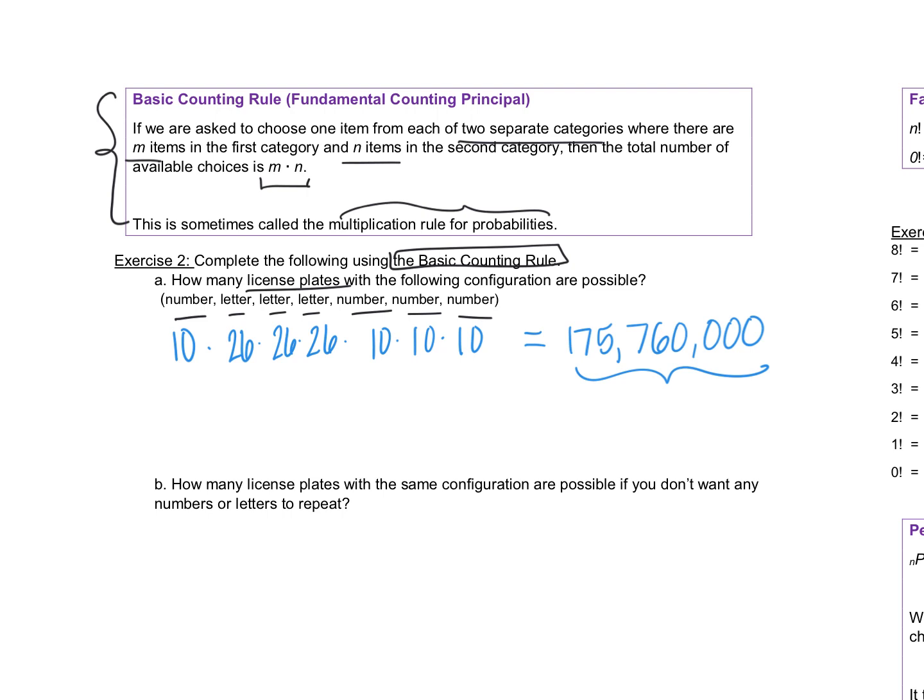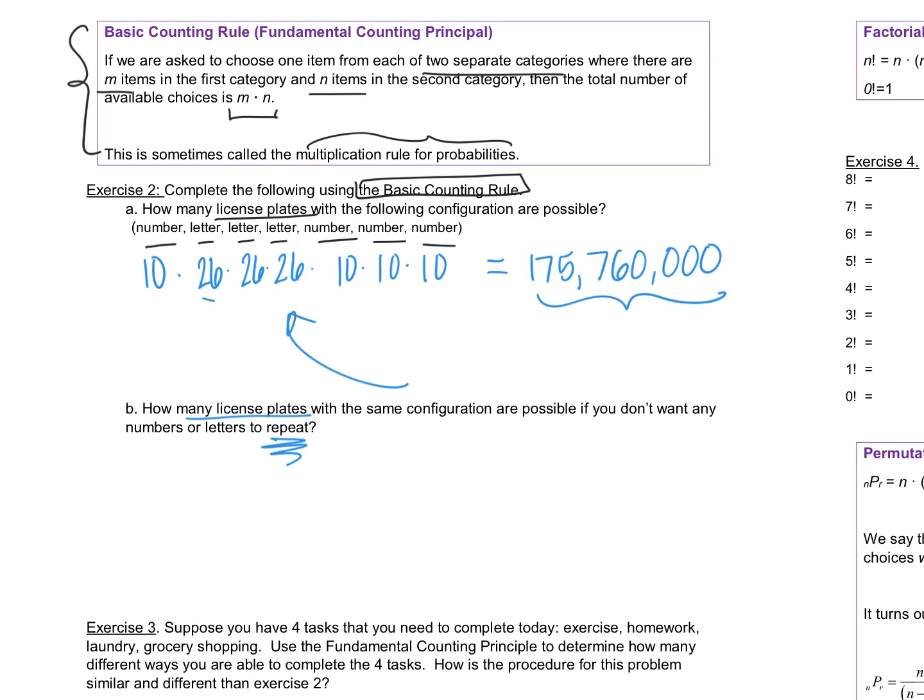Now for B, it says how many license plates with that same kind of configuration, so same kind of style, but let's say we don't want them to repeat. So I can't have like the letters for those three be like AAA, like I am basically reducing my possibilities. So my first number can still be 10. My first letter, there's still 26 ways that can happen.